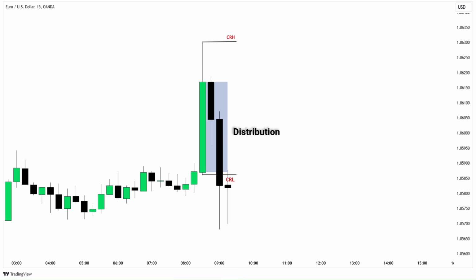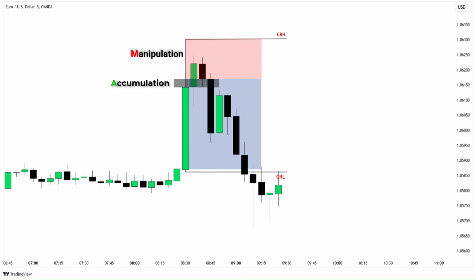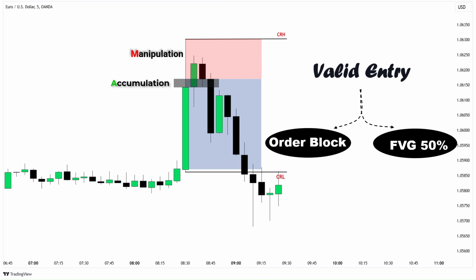Now, let's take a closer look at how this scenario might have unfolded if we had approached it using the classic trading methods. After correctly identifying the accumulation and manipulation phases, we observe that when the price returns to the accumulation phase on a lower time frame, it is likely entering the distribution phase. At this point, we can look for a chance to execute a short order if we spot an order block or another valid entry signal.